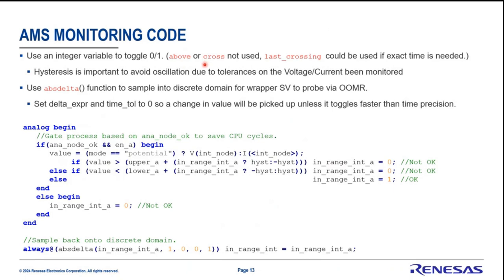If you really want to get when the time happened, you can use the last crossing function, which will do a linear interpolation and tell you the exact time or the closest time to when it actually violated one of these conditions.